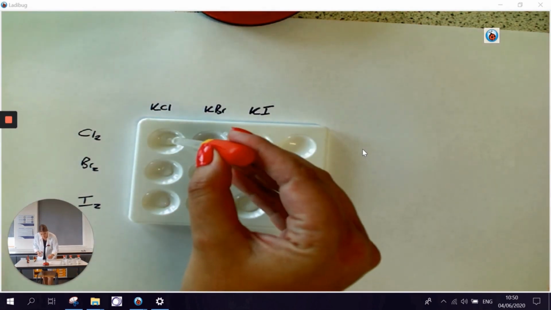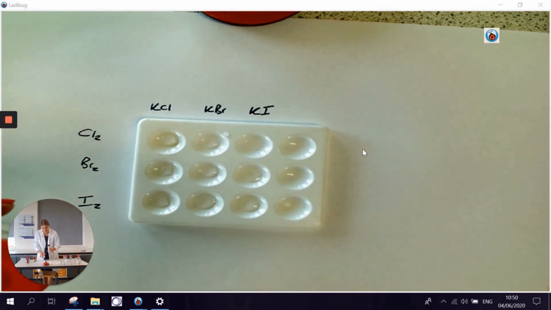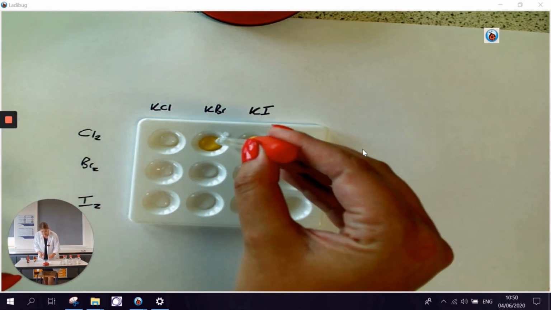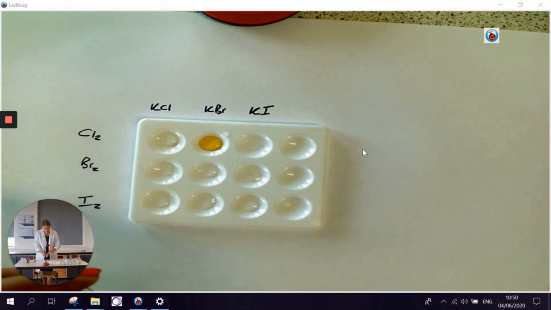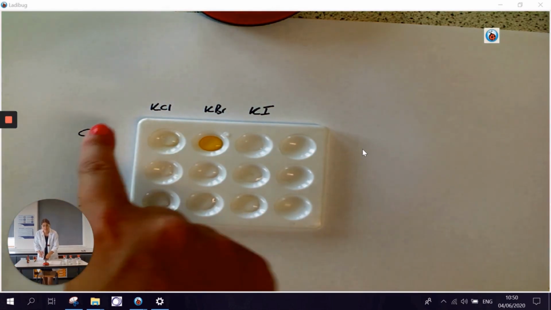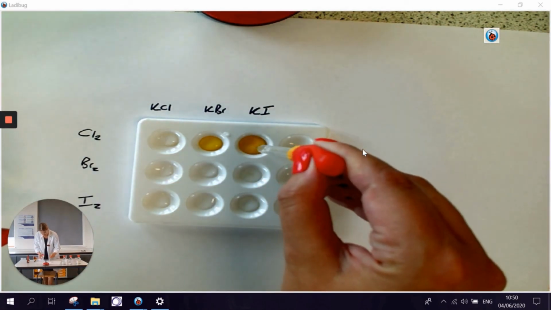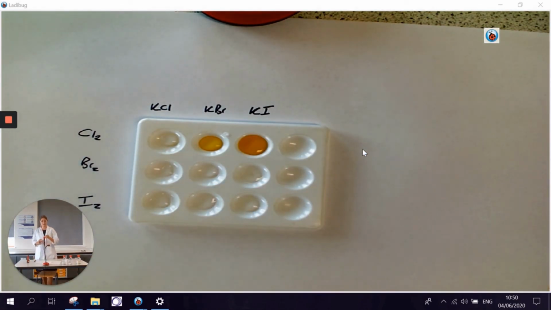So, obviously chlorine is not going to react with itself, but I'm putting it in just so you can see. Okay, so I've just had a slight colour change there, which means chlorine must be more reactive than bromine. And again, I've had another colour change there. So that means chlorine is more reactive than iodine. So it's swapping places. It's displacing.